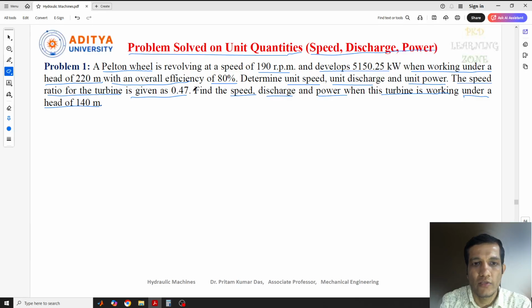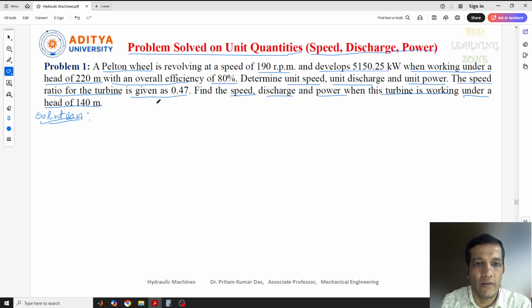So first, two things we need to do here. First of all, we need to calculate the unit speed, unit discharge, and unit power from these values. After that, we need to calculate the normal speed, discharge, and power for a different head. In our last lecture, we discussed this similar kind of concept and derived some formulas. Based on those formulas, we'll solve this problem. First of all, let's write down the data given in the question.